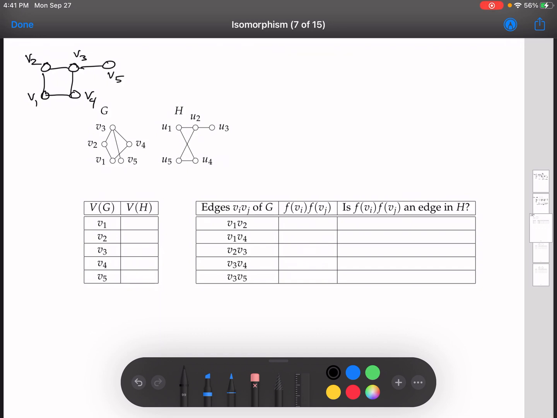And similarly, we could redraw H like that as well. So that would be U1, U2, U3, and then U4 and U5. So that shows you intuitively what our isomorphism, our one-to-one and onto function from the vertices of G to the vertices of H that preserves edges, is going to have to be.